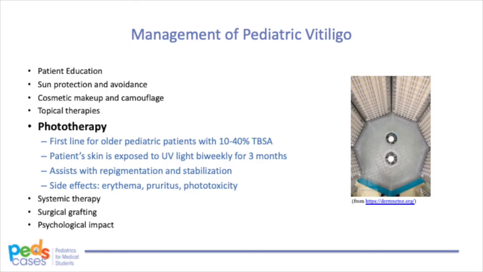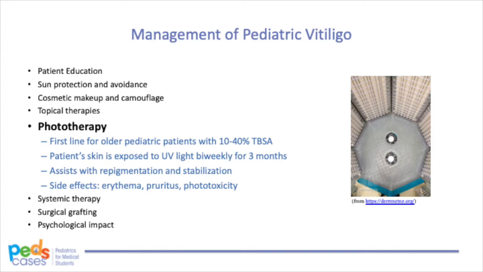Phototherapy involves exposing the patient's skin to controlled UV light on a 2 to 3 times weekly basis for a trial of several months. If repigmentation is noted, UVB therapy can be continued for 1 to 2 years. It is considered first-line therapy for older pediatric patients with extensive vitiligo, as it helps with both the repigmentation and stabilization of disease. The clinical course of vitiligo can be unpredictable. Stabilization is especially important as it gains control of the condition at its early stages before widespread distribution occurs. Therefore, UVB is considered a cornerstone treatment for vitiligo.